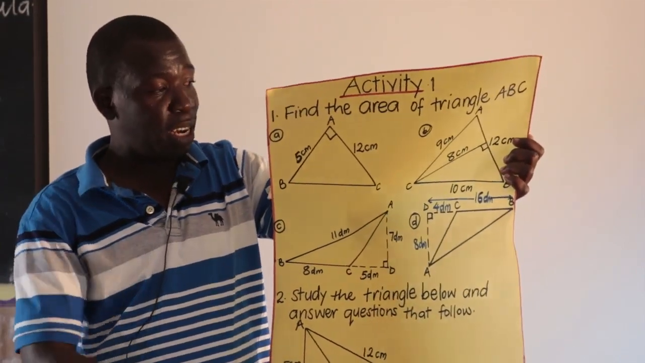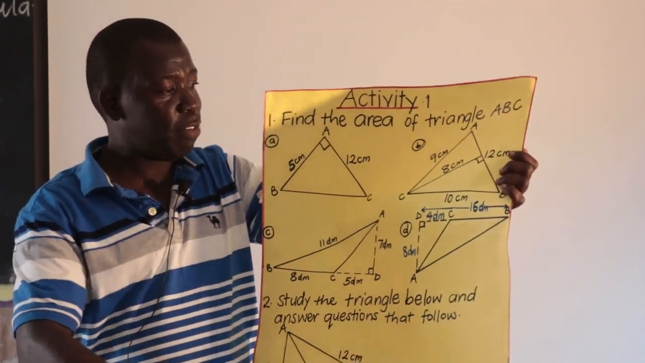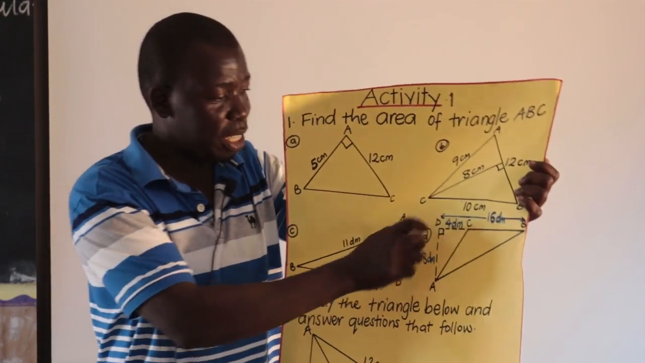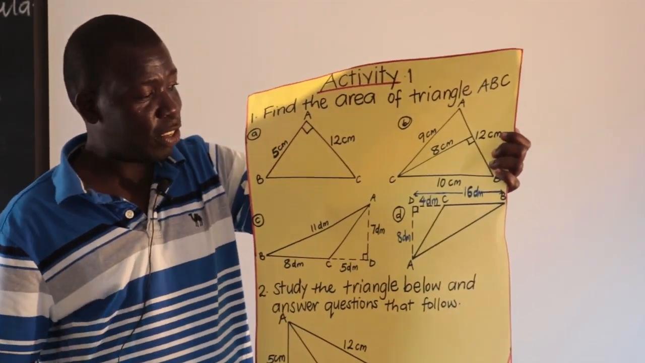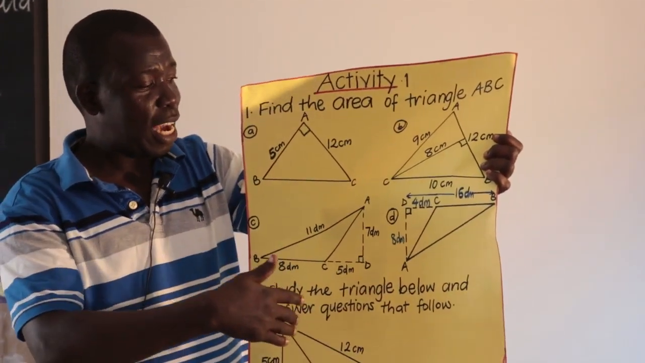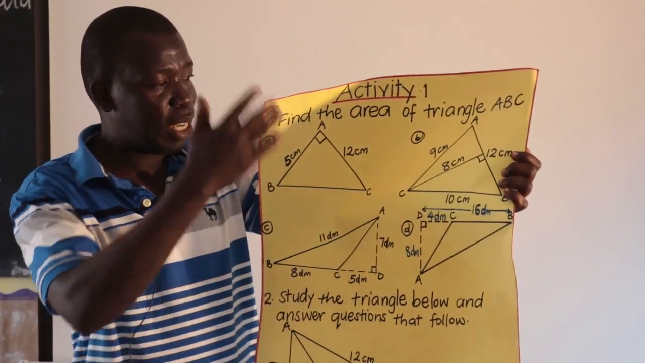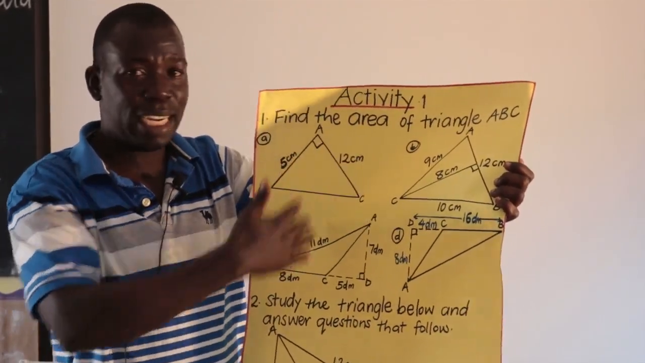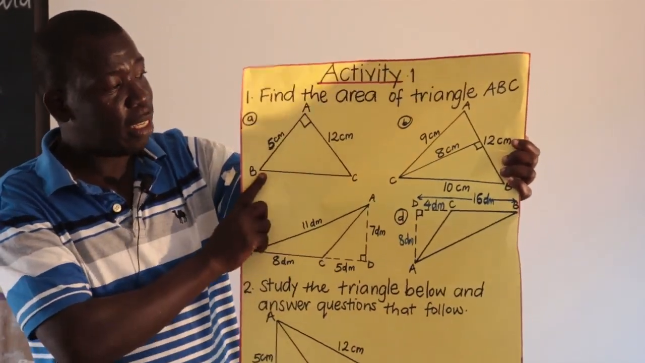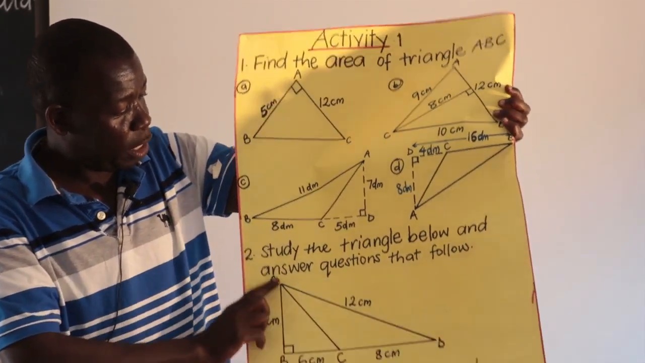So you proceed. A half times base times height, a half times 12 decimeters, and the height, which is 8 decimeters. So cancel 2 and 16, you'll get 8. You'll have 8 and 8. So you'll get your answer as 64 square decimeters.